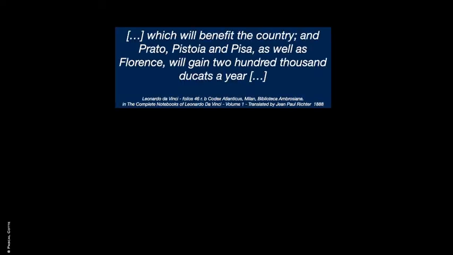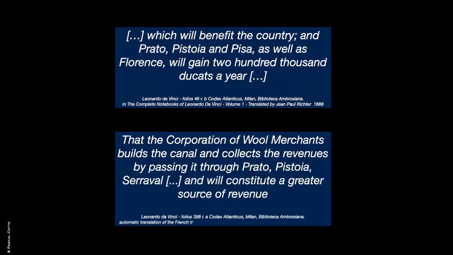But digging the canal is expensive. He will calculate it. Despite Machiavelli's real support, it is difficult to convince the merchants and lords of Florence, who see, above all, what it will cost them. He writes, "Which will benefit the country, and Prato, Pistoia and Pisa, as well as Florence, will gain 200,000 ducats a year. That the Corporation of Wool Merchants builds the canal and collects the revenues by passing it through Prato, Pistoia, Seraval, and will constitute a greater source of revenue."